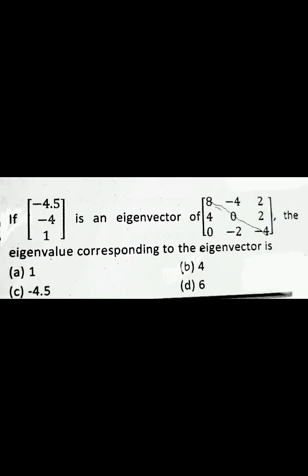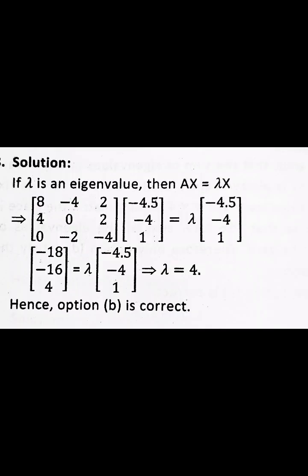The next question is: if (minus 4.5, minus 4, 1) is an eigenvector of the matrix [8, minus 4, 2; 4, 0, 2; 0, minus 2, minus 4], the eigenvalue corresponding to the eigenvector is dash. If lambda is an eigenvalue, we can write Ax is equal to lambda x, that is [8, minus 4, 2; 4, 0, 2; 0, minus 2, minus 4] into (minus 4.5, minus 4, 1) is equal to lambda into (minus 4.5, minus 4, 1), and that is (minus 18, minus 16, 4) is equal to lambda into (minus 4.5, minus 4, 1).